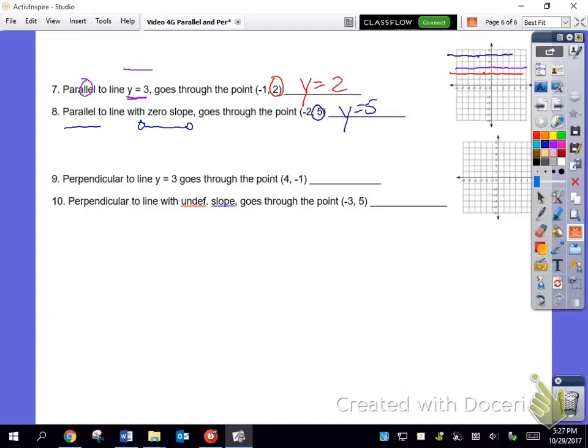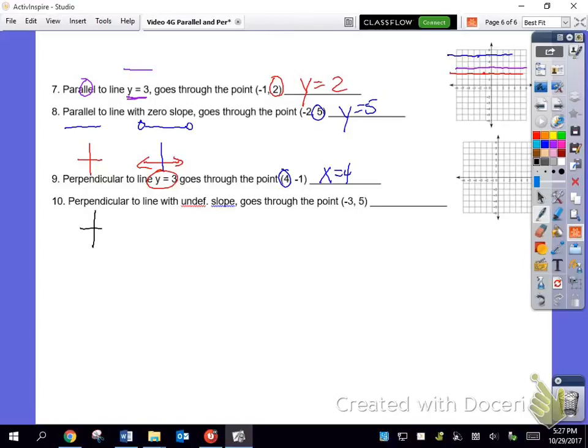If I want a line that's perpendicular, now remember perpendicular means they're going to intersect. Y equals 3, y is horizontal. So that means if I want it to be perpendicular, my other line has to go through it. So that's going to be vertical, that's going to be my x. So x equals 4.